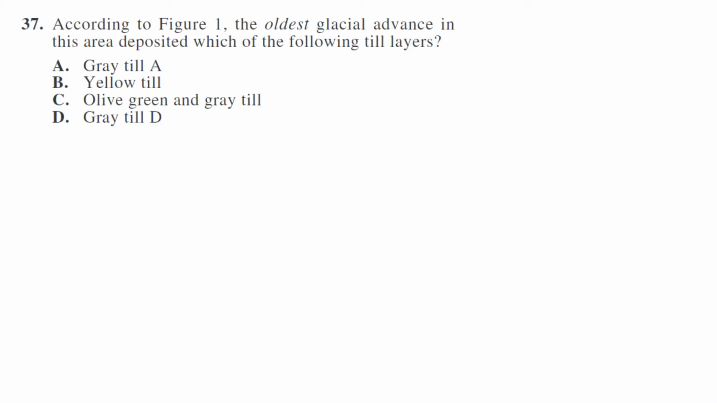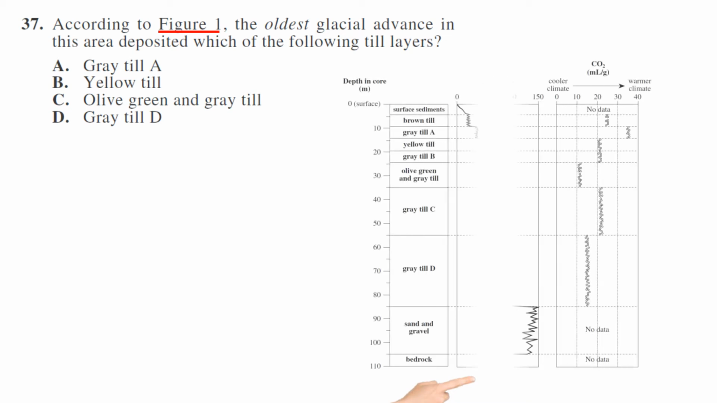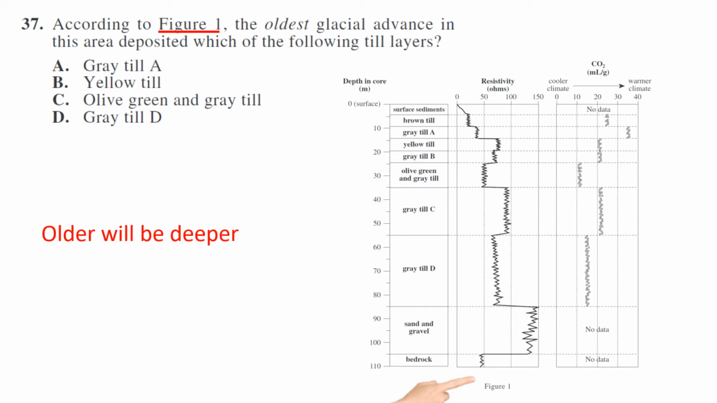Number 37, according to figure 1, so put your finger on figure 1. The oldest glacial advance in this area deposited in which of the following till layers? So the older it is, the deeper it will be. So now it's just process of elimination. There's A, yellow till, olive, green, and gray till, and then gray till D, which is the oldest, the deepest, so D.